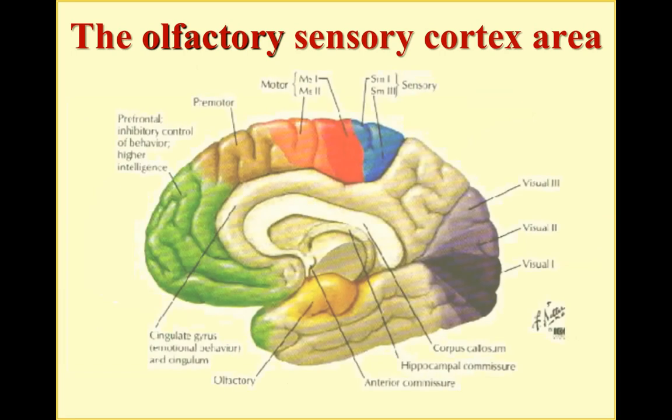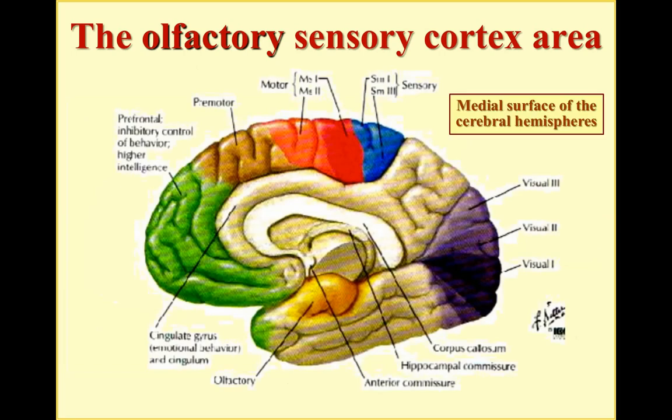Olfactory sensory cortex area can be visible from the medial surface of the cerebral hemispheres, and here it's shown in yellow. This is olfactory cortex that analyzes the olfactory sensations.